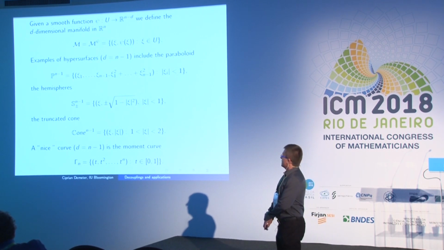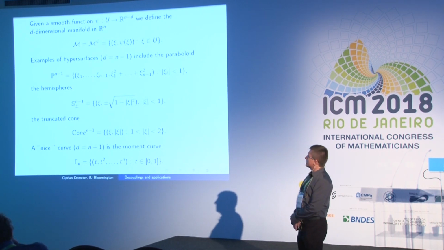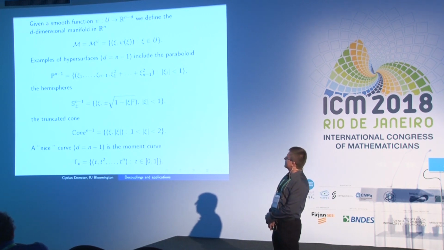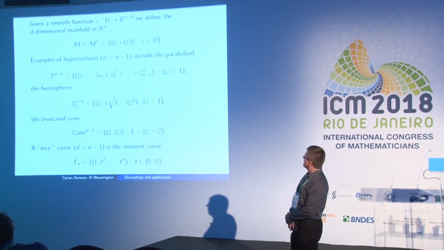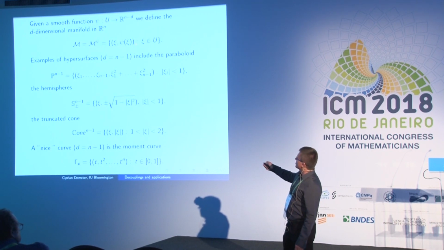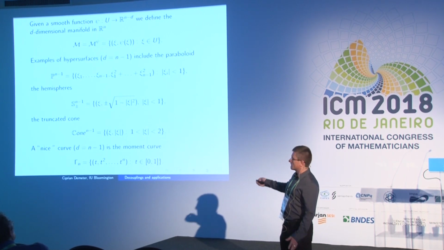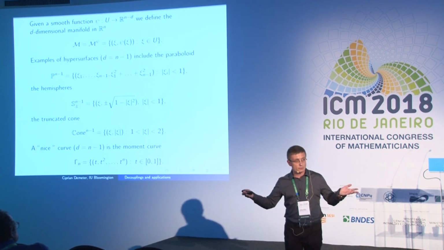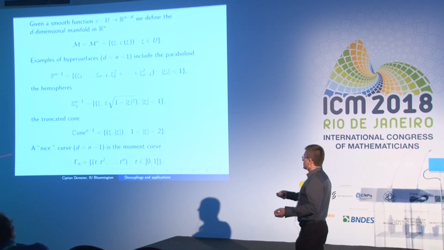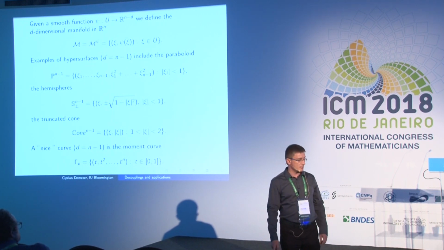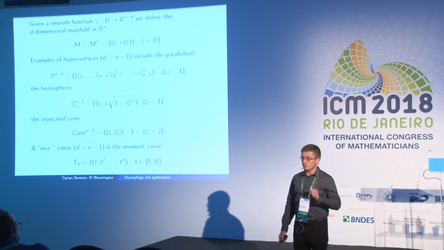Now, let me set the stage for decoupling. I'm going to work on manifolds which are nice in the sense that they are graphs of smooth functions. They can be d-dimensional. They always live in R^n. Here's the definition. Here are some examples. I've already mentioned the paraboloid. These are the hemispheres. Then you have the truncated cone. And notice that I cut it away from the singularity, away from the origin, also away from infinity. And also the moment curve. And at the end of the talk, if I have time, I'm going to mention also other more exotic examples.